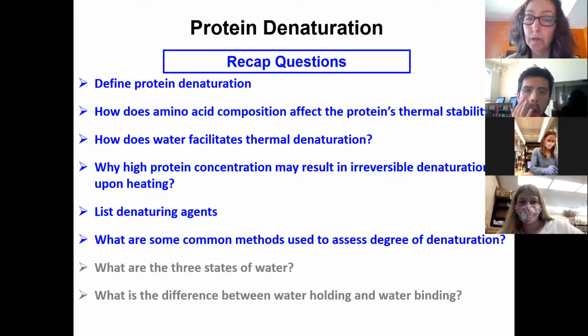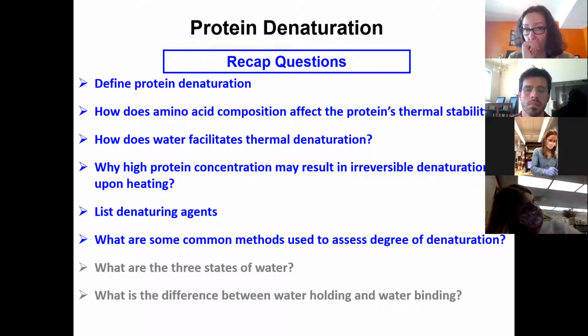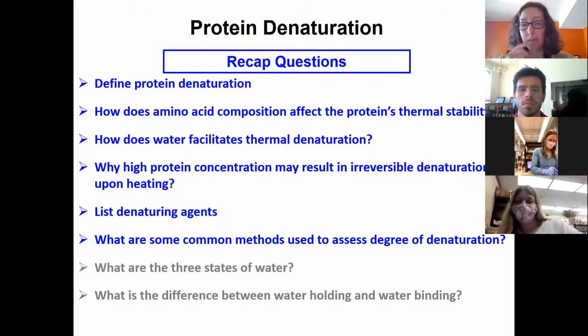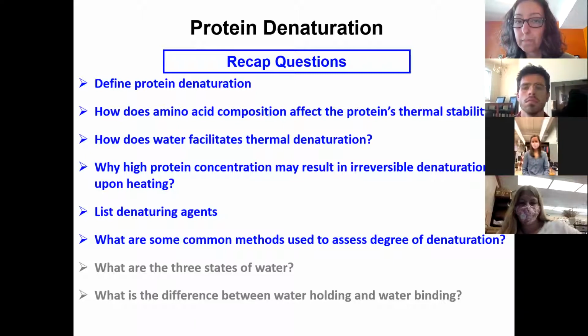What do you remember we talked about, amino acid composition or even structure, that impacts thermal stability? Anything you remember or any example that you can give? Hydrophobic bonds are strengthened with temperature. So a protein that has a higher amount of hydrophobic amino acids will have a higher denaturation temperature, and that's vice versa for hydrogen bonds.